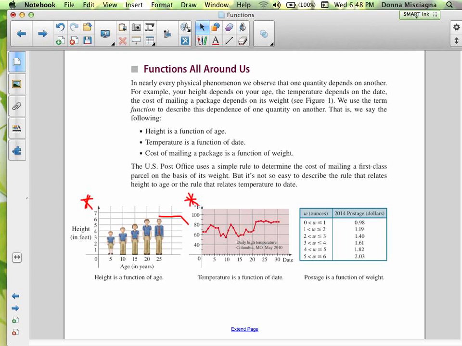Some of these functions have different rules for different parts of the function, and we're going to learn about functions like that, called a piecewise function. By the way, for the last one, I didn't read the caption: the U.S. Post Office uses a simple rule to determine the cost of mailing a first-class parcel on the basis of its weight, but it's not so easy to describe the rule that relates height to age or temperature to date. Just because a date's later doesn't mean it's colder, and just because you're getting older doesn't mean you're getting taller.